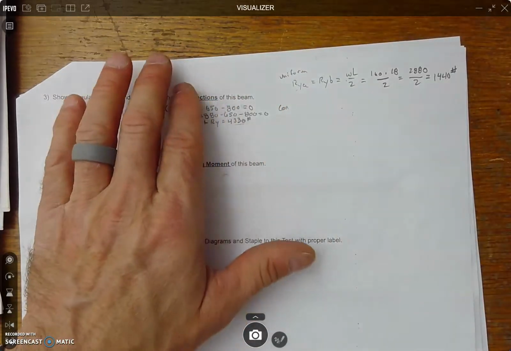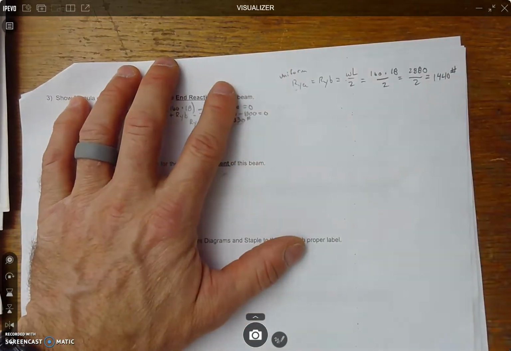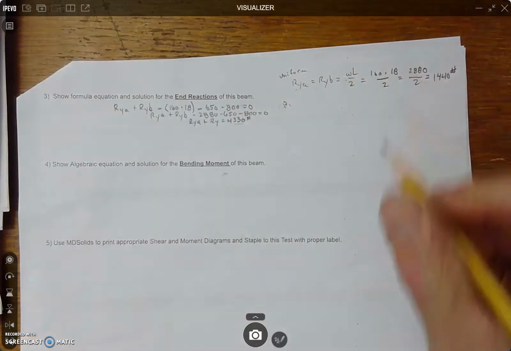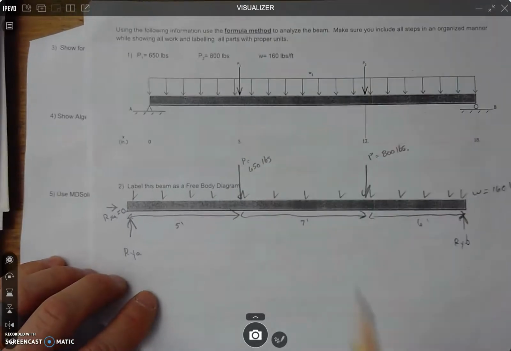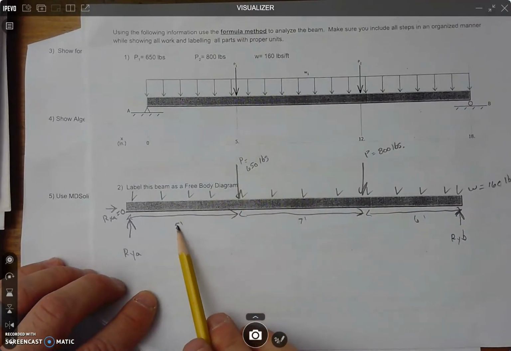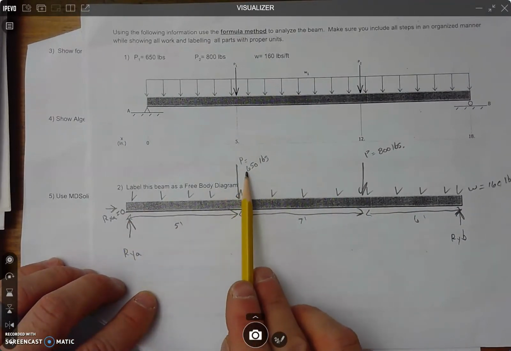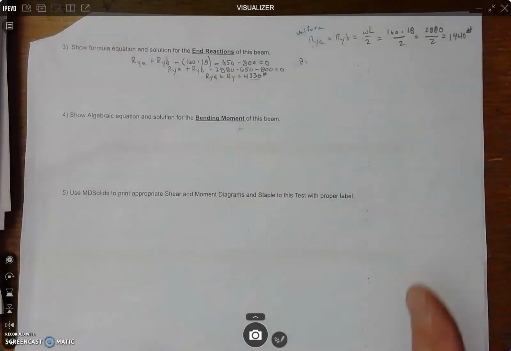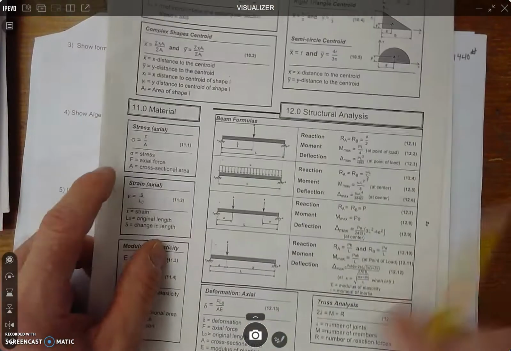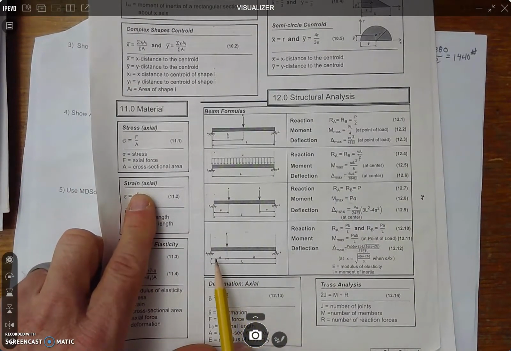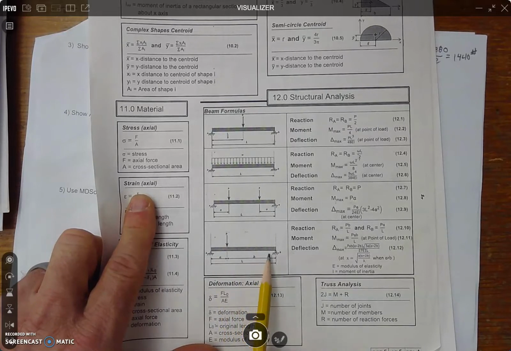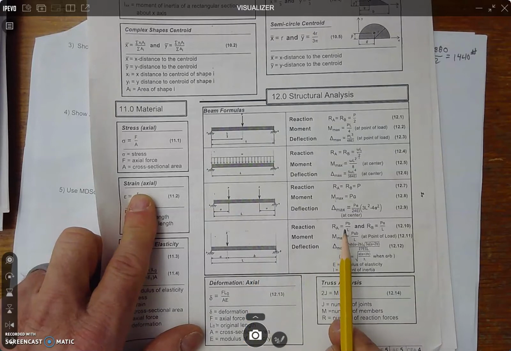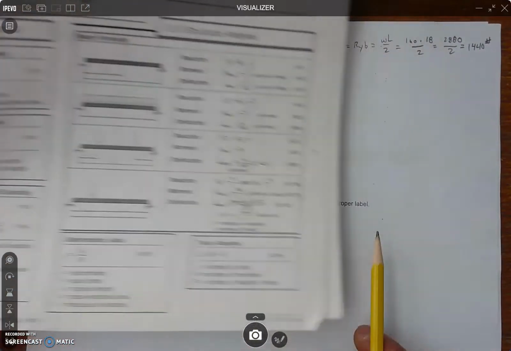Let's just call this, instead of calling it concentrated, we're going to say P1. Okay, P1, if we look here, is this load right here. It's 5 feet from this edge, and it's 650 pounds. So when they put this on our formula sheet, let me show you this. They say if you have a load, this little distance right here is A, and this distance here is B. Okay? And then you use these formulas.